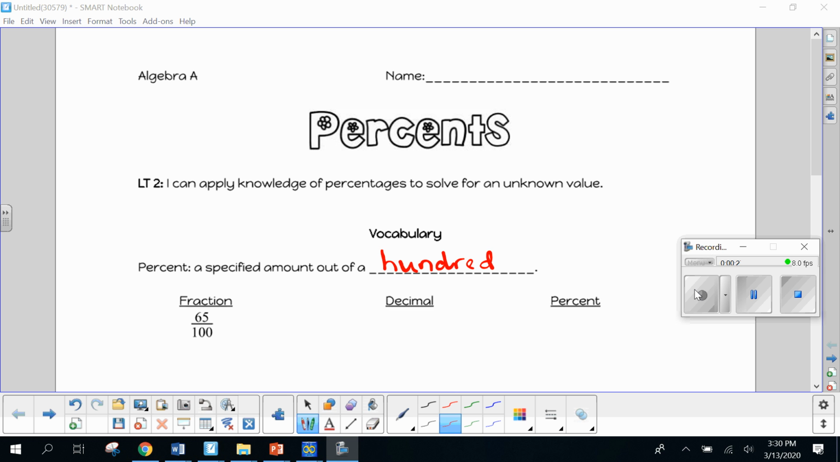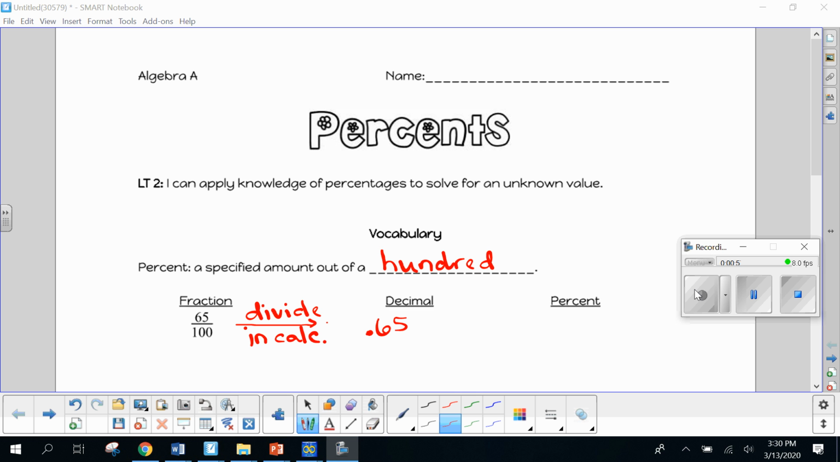Okay? Now, there are 3 different ways that you can write a percentage. You can write it as a fraction. So here's an example. I have 65 over 100. I can change that to a decimal by dividing 65 over 100 in the calculator. Okay? So if I do that, I'm going to get a decimal, and that's going to be 0.65.